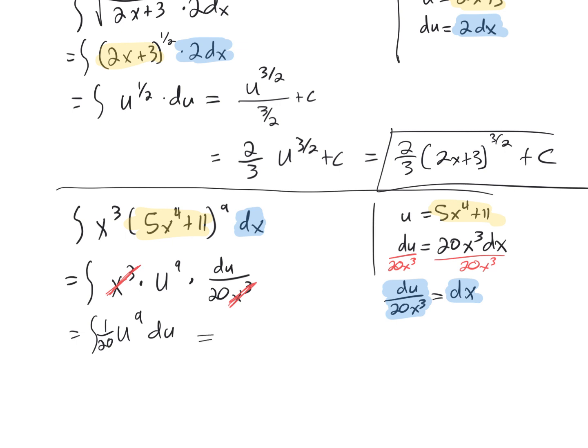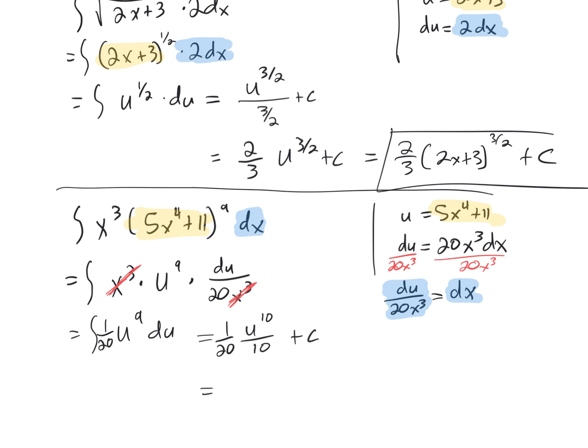Now that we are thinking about an antiderivative of u to the 9, we can just do that process over here. We would have u to the 10 over 10. Let's keep the 1 over 20 because that was also part of our original problem, but it's out in front. It's not doing anything. And what else do we have to have at the end? Every time we take an antiderivative, we have to have that plus c.